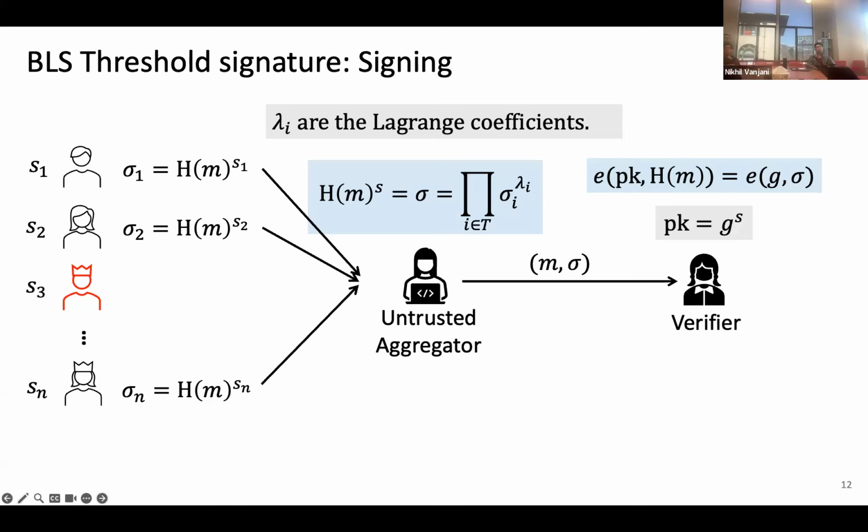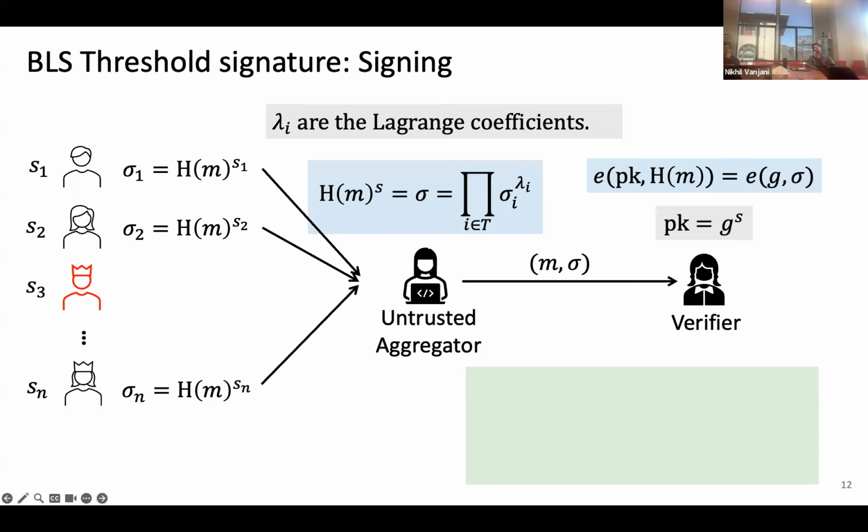Any questions? This is a much shorter talk, so you can interrupt me. I want you to get the most out of the talk. So over here, you're computing the summation of lambda i times s_i in the exponent, and the lambda i's are such that they still evaluate to the secret s. Yeah.